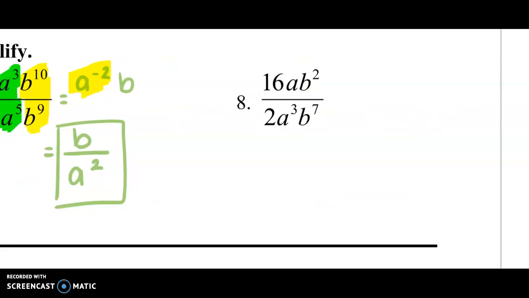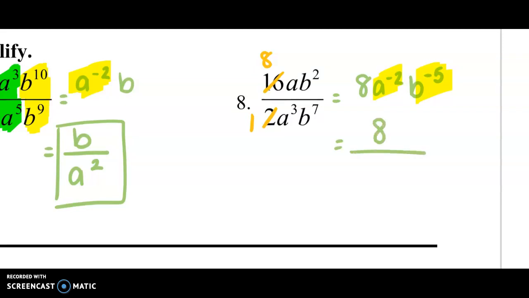Next one, number 8. First thing I can do, 16 can become 8. 2 can become 1. I can simplify that. And then I can go ahead with the rest of it. So I'll have 8 up top. A divided by a to the third is going to be a to the negative second up top. B to the second divided by b to the 7th is going to be b to the negative 5th up top. Both of these are issues, a to the negative second and b to the negative 5th. So I can bring them to the bottom. 8 stays where it is. The 8's fine. A to the positive second, b to the positive 5th.